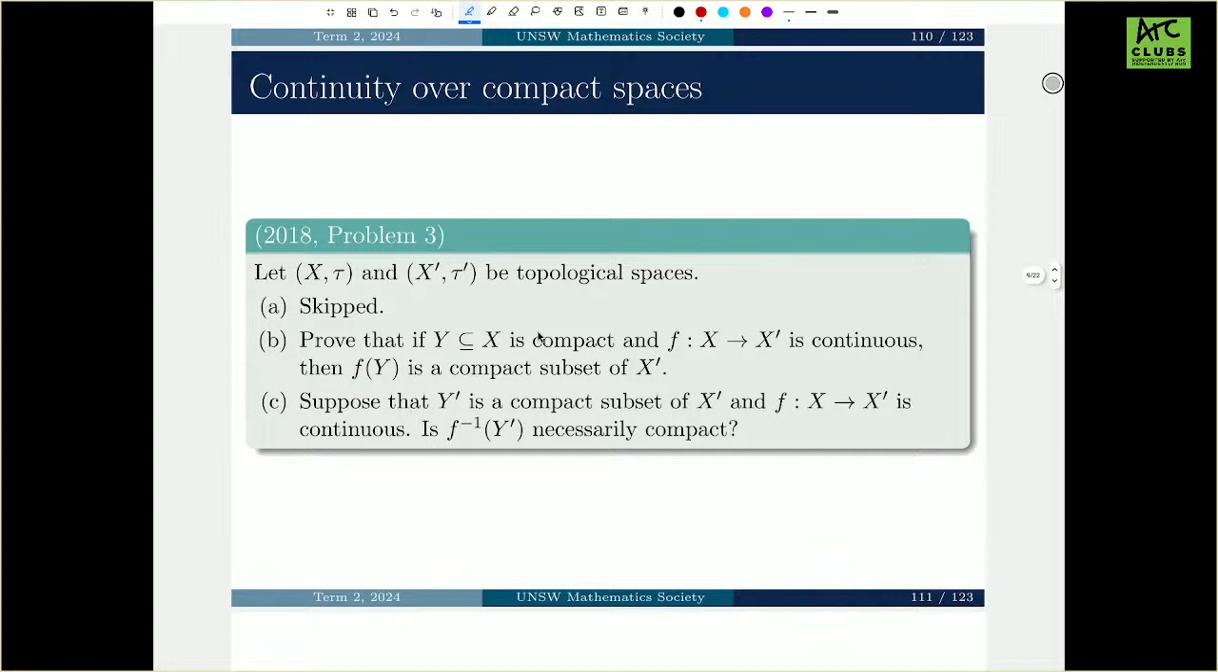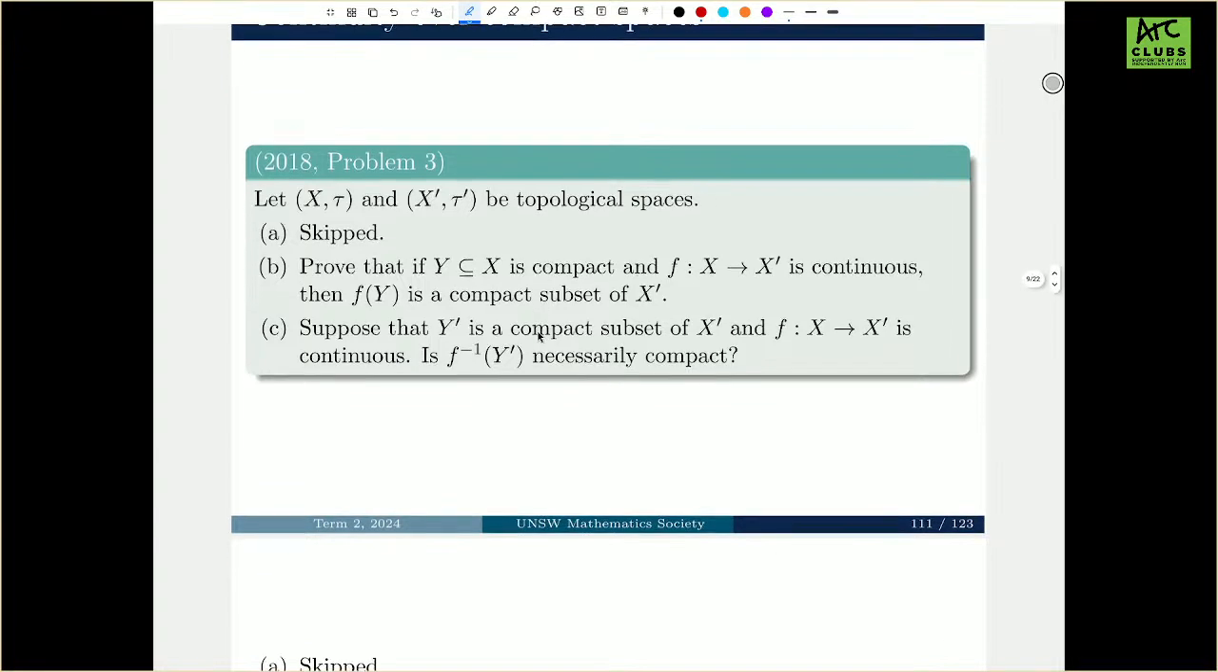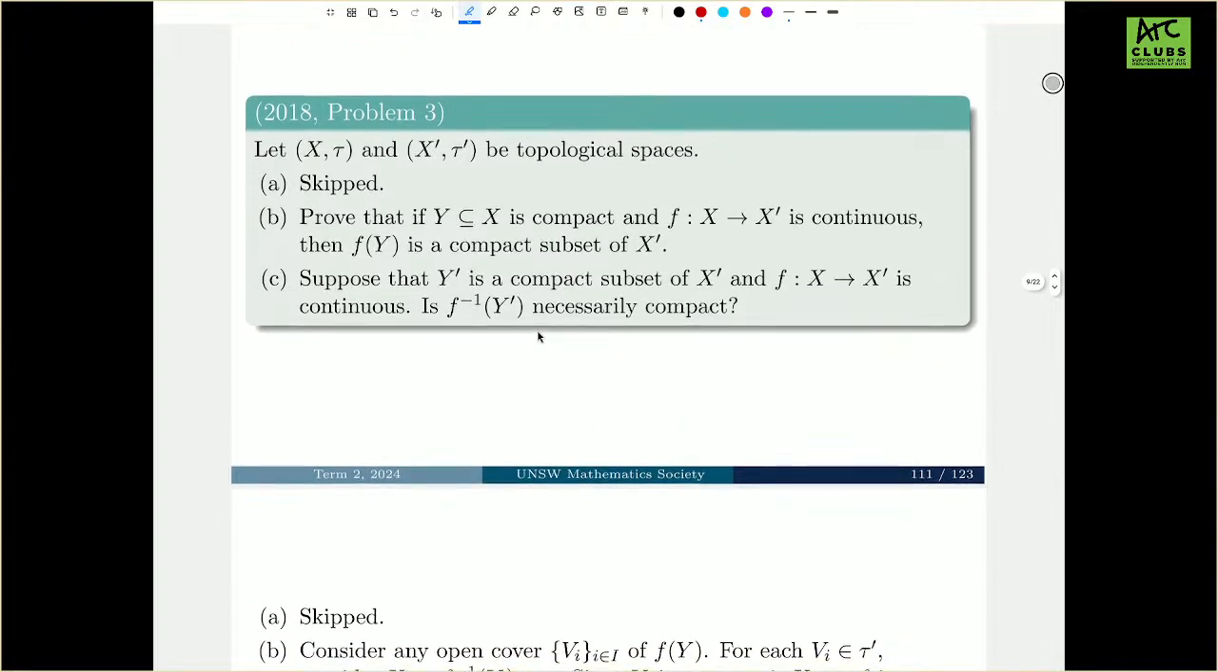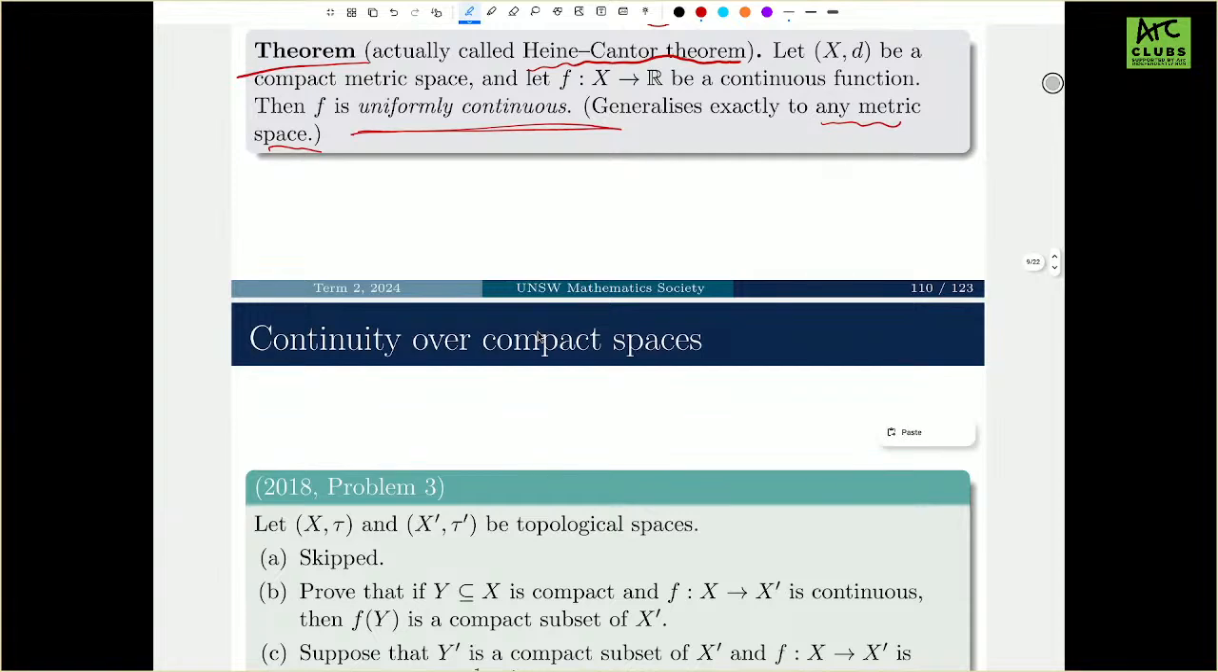Okay, problems. Suppose we have X and X prime as topological spaces. Prove that if Y is a subset of X and is compact, and we have a continuous function from X to X prime, then the image of Y is a compact subset of X prime. We kind of proved this already with one of the above results.